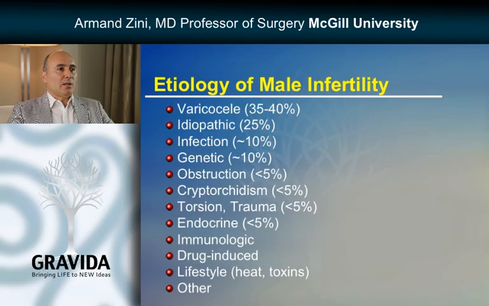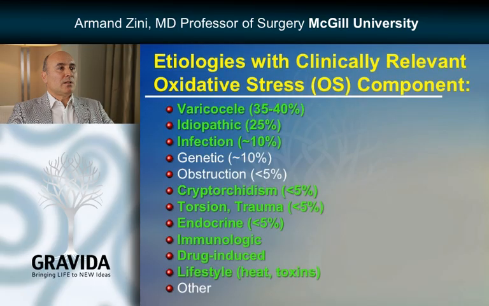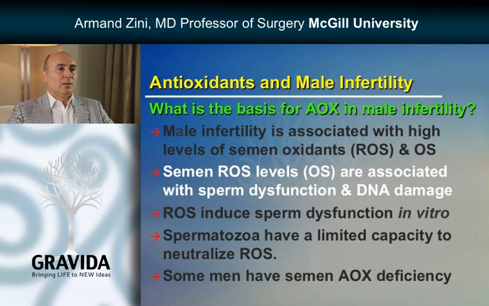So putting some clinical importance to this concept of oxidative stress. Now, we know that the etiology of male factor infertility is multifactorial. There are several potential causes of infertility. And for many of these causes, an oxidative stress component has been identified, including varicocele, idiopathic infertility, infection, cryptorchidism, endocrine factors, lifestyle factors, to name a few. Semen ROS levels are associated with sperm dysfunction and DNA damage.